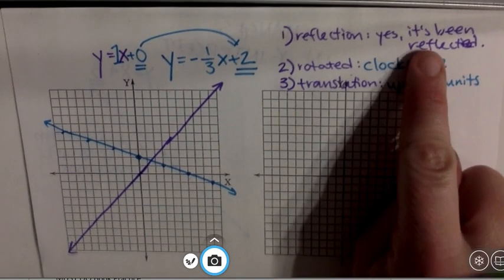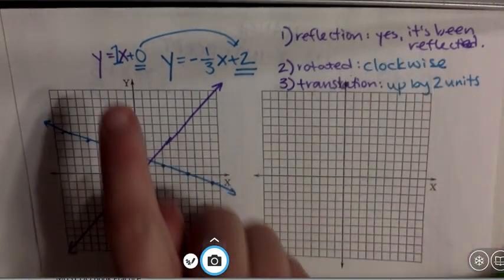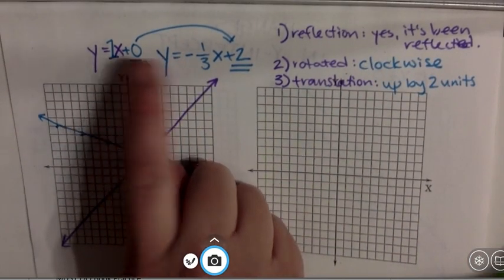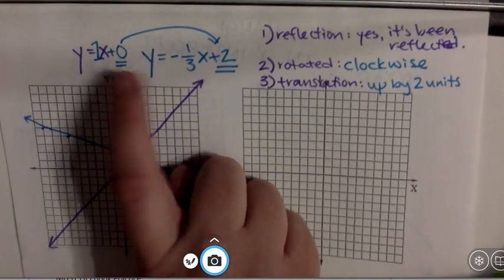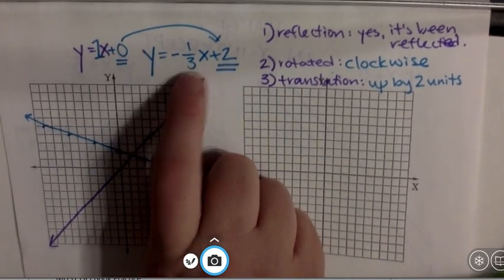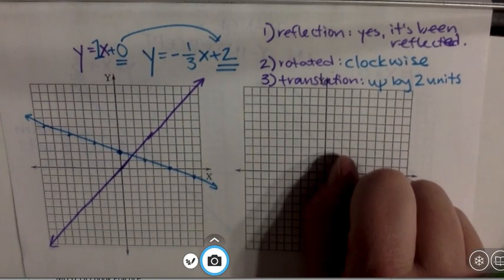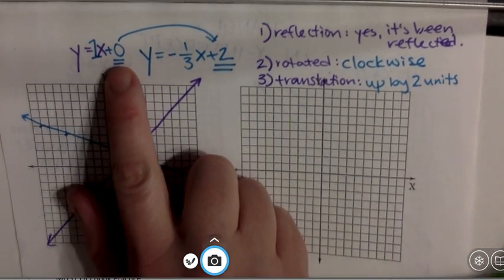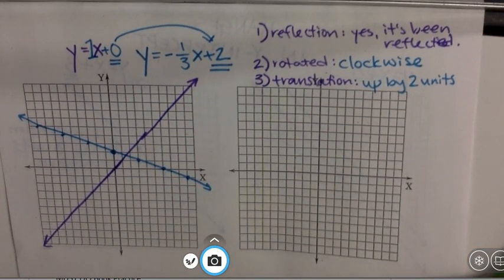So I'm looking for: yes, it's been reflected, or no, it has not been reflected, just talking about positive versus negative. Rotated: let's look at the slope in its absolute value form, so 1 versus 1/3. Has it rotated clockwise or counterclockwise? And translated: 0 to 2, in this case up by 2 units. But has it maybe gone up or down?